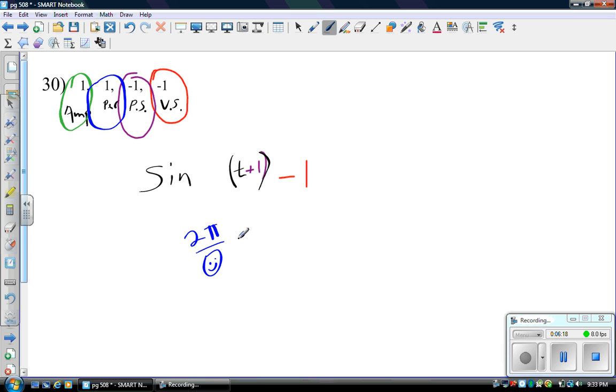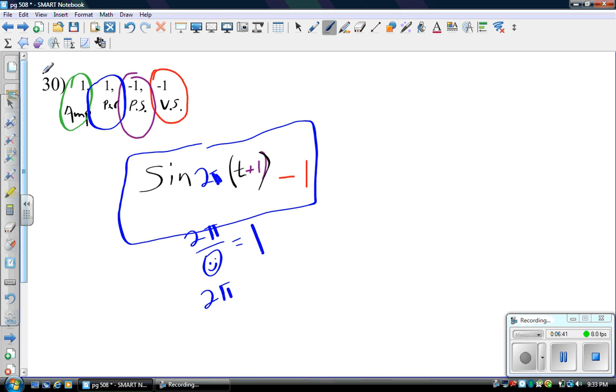2 pi divided by something has to equal a period of 1. Well, 2 pi divided by what is 1? That would be 2 pi. 2 pi divided by 2 pi equals 1. So that's what goes in here, 2 pi. That's a pi symbol, another bad pi symbol. So there is the machine that will result in those.